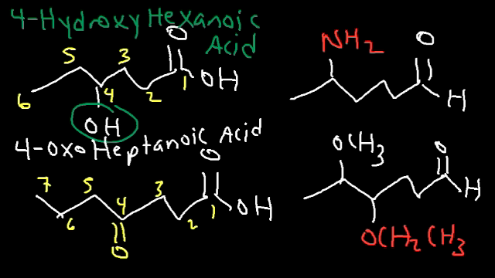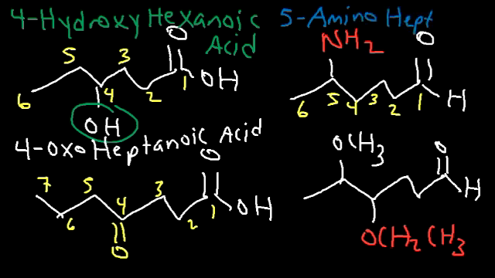Now what about the aldehyde on the upper right? So we have 6 carbon atoms, so it's going to be hexanal. But we have an amino substituent, so it's going to be called 5-aminohexanal, with an AL.